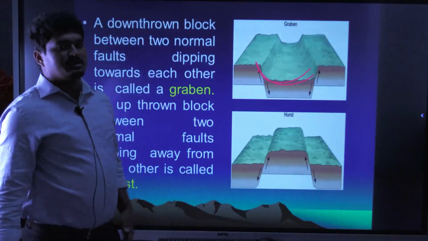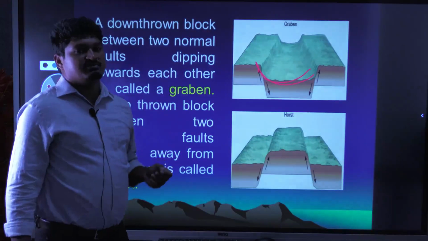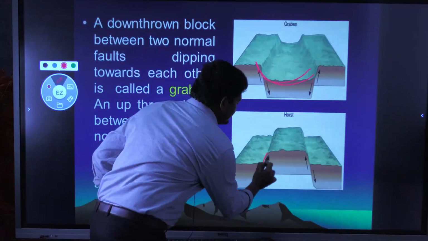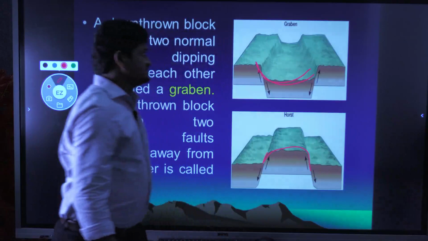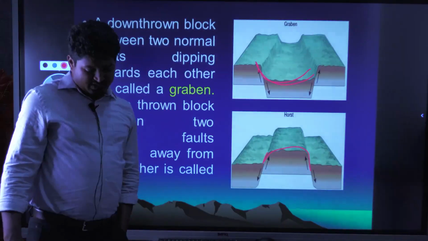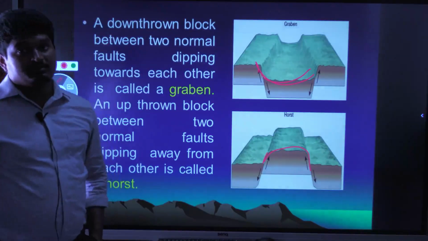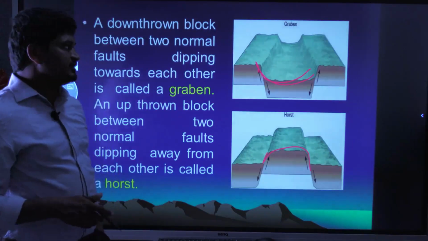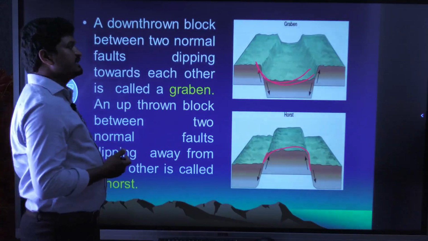In a similar scenario, with two normal faults, one normal fault moves in a relatively upward direction, so it will form a horst. So based on the relative movement of either the footwall or the hanging wall, a graben or horst is formed.